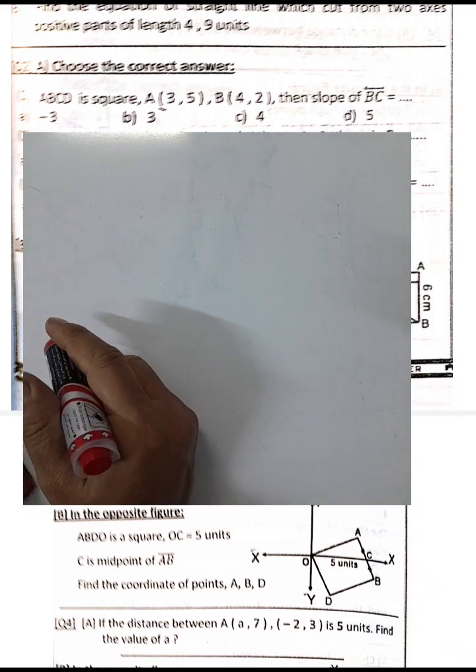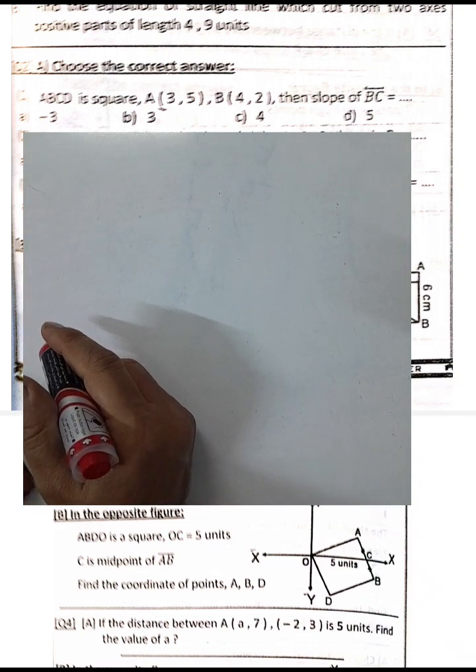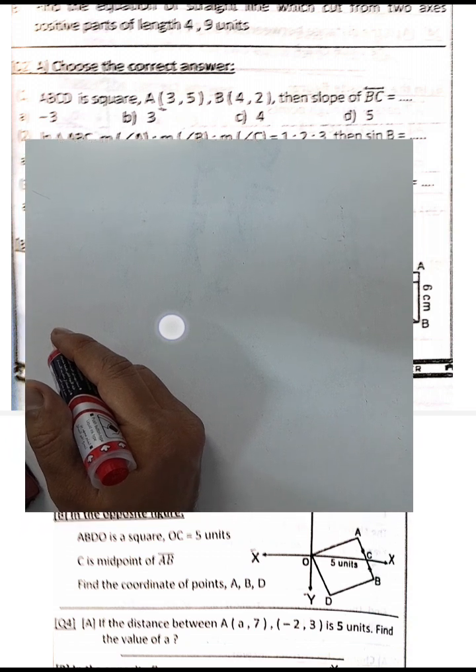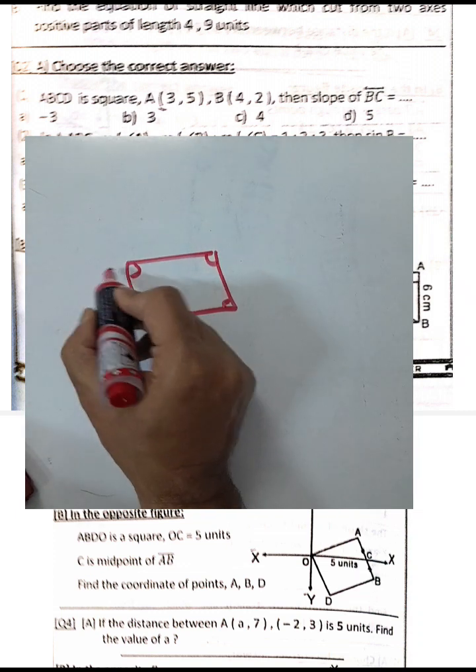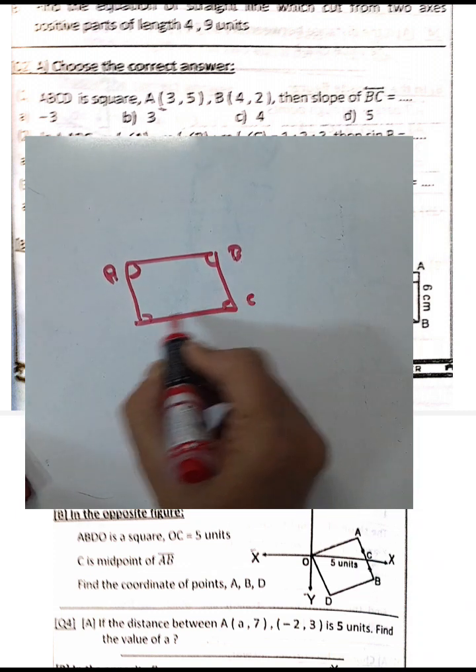Because they are perpendicular. He gave us the result here. Okay, I will solve it again to get the actual result. Okay, we have A, B, C, and D.